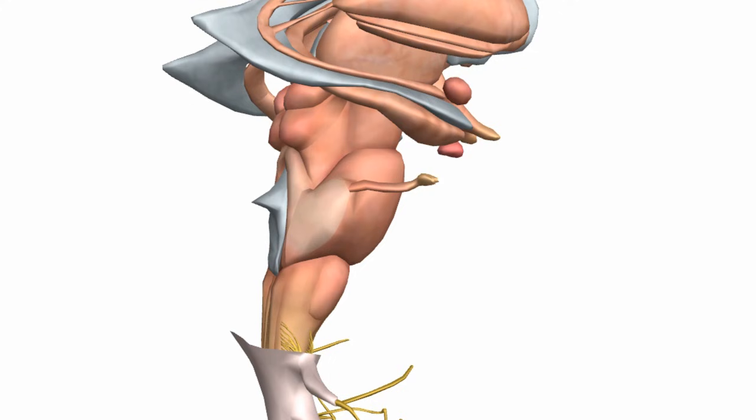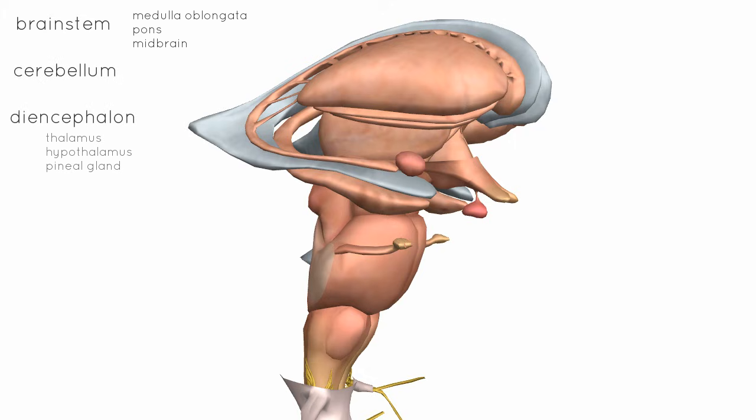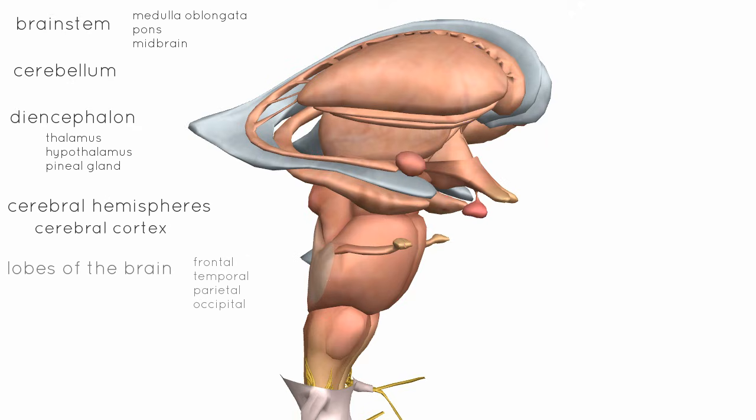So those are the parts of the brain. We've gone through the brainstem, the cerebellum, the diencephalon, which consists of the thalamus, hypothalamus, pineal body. We've talked about the cerebral hemispheres and the cerebral cortex. We've talked about the lobes, and we've talked about the stuff that's contained inside the hemispheres, so the basal ganglia, the limbic system and the ventricles. So I hope that's given you a sort of three-dimensional idea of how the parts of the brain relate to each other.